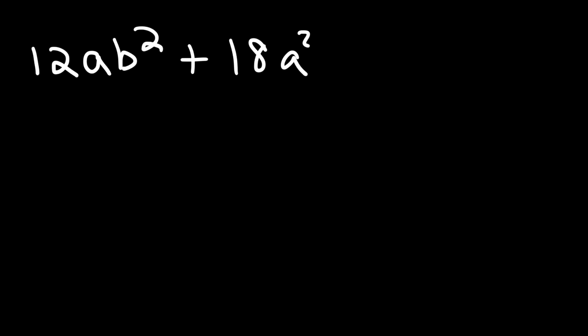So let's say if we have 12ab squared plus 18a squared b to the third power. Go ahead and factor this expression. So what is the greatest common factor between 12 and 18? So factors of 12 and 18 are 2, 3, and 6. Well, 12 and 18 are divisible by those numbers. But 6 is the highest of those numbers. So the GCF will contain a 6.